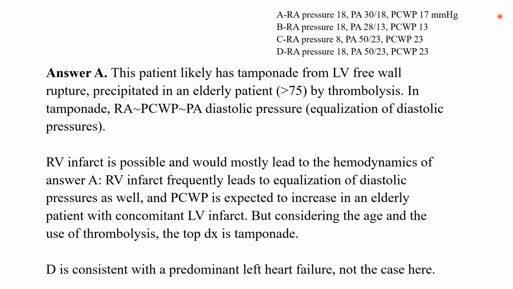As I explained in a prior question, RV infarct frequently leads to equalization of diastolic pressures as well because of the ventricular interdependence, and therefore frequently RA pressure and wedge pressure are approximately equal in RV infarct. Also in RV infarct, wedge pressure is expected to increase in an elderly patient with a concomitant LV infarct. So answer A is the correct answer both ways, although I think in this patient, tamponade is the most likely diagnosis considering the age and the use of thrombolysis.